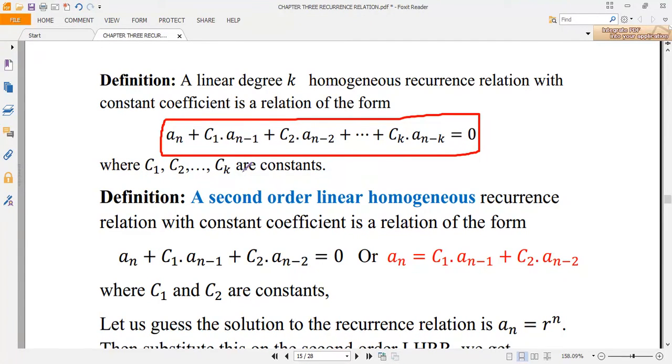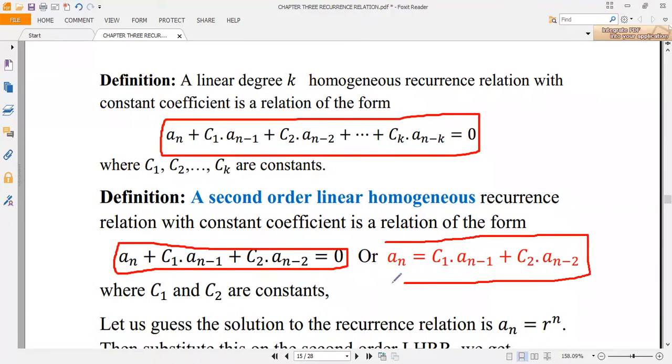From this definition, we can take a second order linear recurrence relation represented by this one, or you can represent it by splitting off the nth term and expressing it by the previous terms of the sequence, where C1 and C2 are constants.